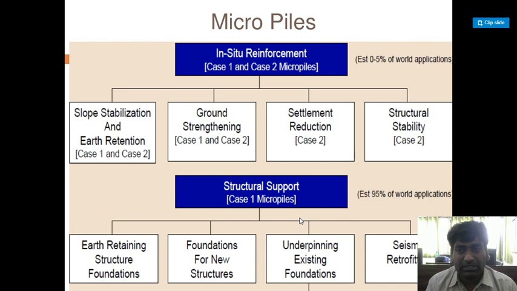So now I would like to discuss the micropiles. This is in situ reinforcement, case 1, case 2. Micropiles are used for slope stabilization and earth retention, ground strengthening, settlement reduction and structural stability. For structural support, they are used as earth retaining structures, foundations for new structures, underpinning existing foundations and seismic retrofitting.